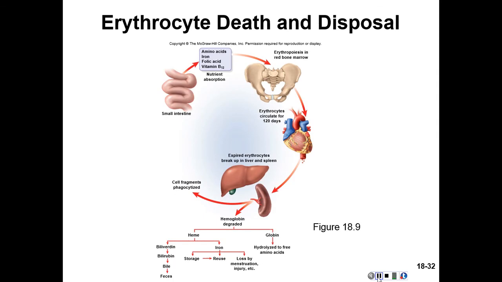Alright, this is just a schematic that goes on after 120 days. Red blood cells are broken down. The amino acids and iron and stuff are released. The erythropoiesis process stimulates the red blood cell to make more, circulates throughout the circulatory system for about 100 to 120 days. Expired erythrocytes break up in the liver and spleen. The fragments are reutilized and reabsorbed. Some is excreted. The other can be retransmitted to be used to make new red blood cells.